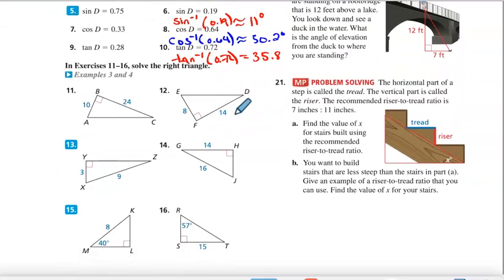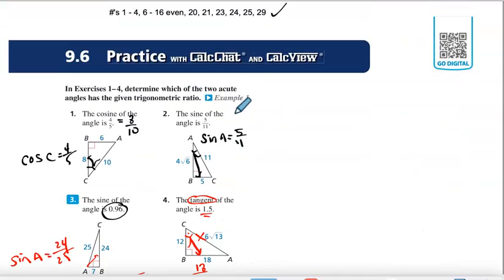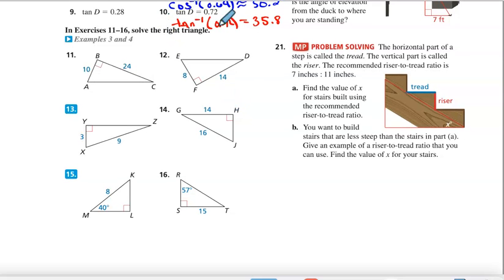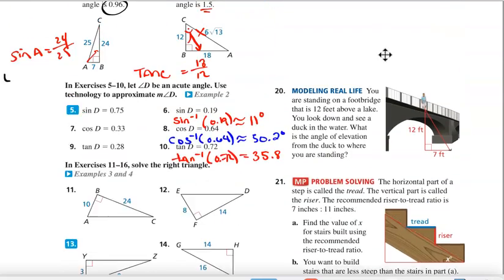Alright, solve the right triangles here. We're going to do numbers 6 through 16, okay? So we're going to solve this right triangle here. Let me clear out some space here for myself.